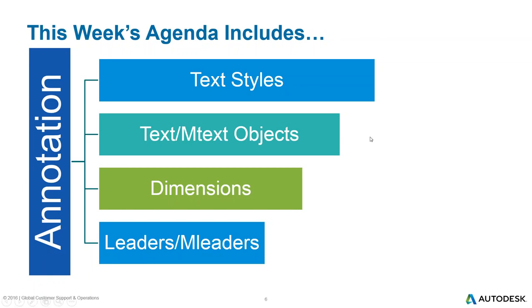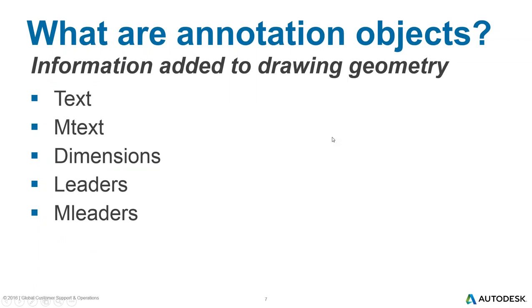Now, what are annotation objects? I mean, what does it mean inherently? It just means that it's information added to the drawing geometry. So without it, we just have a bunch of lines and circles and arcs and polylines and whatnot. Sure, we could recognize the shape of a house or whatever we happen to be drawing, but without adding text and dimensions and leaders and M leaders and notes here and there, we'd be lacking some additional information that can be thrown in, and it's invaluable. So it's important to know how to use these tools.